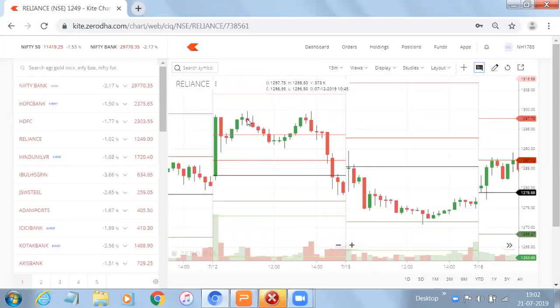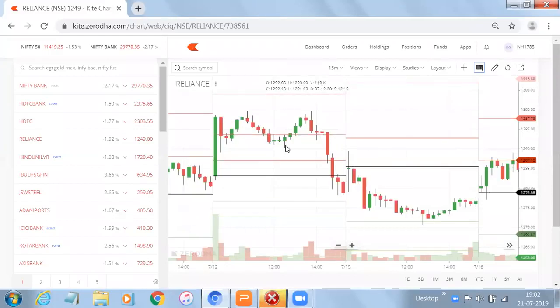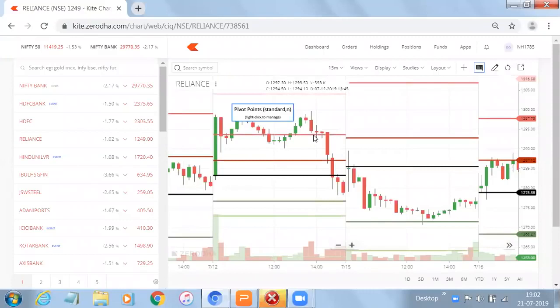It went up to 1299.5, 4 rupees only. So it must be triggering your stop loss. So the stop loss would be here, which is 1291. So that will take a 4 rupees stop loss here. So in this period, if you are trading, it must be taking your stop loss.